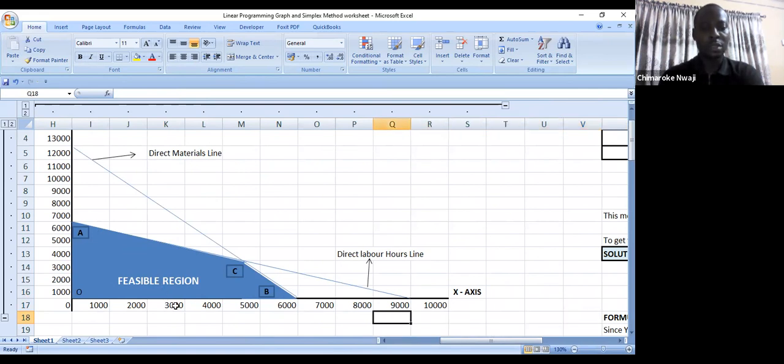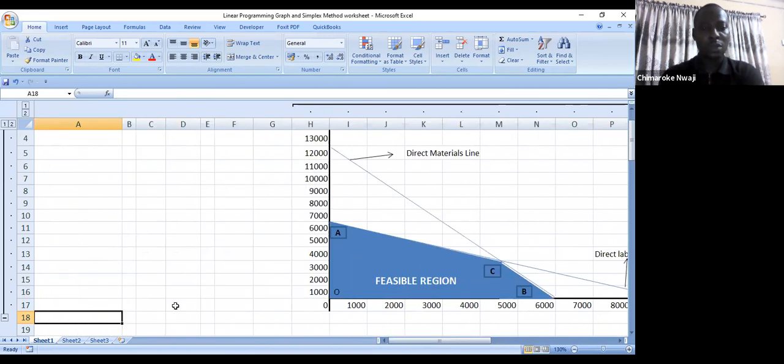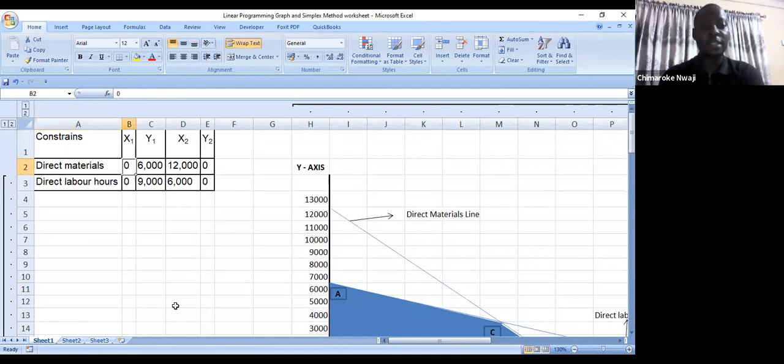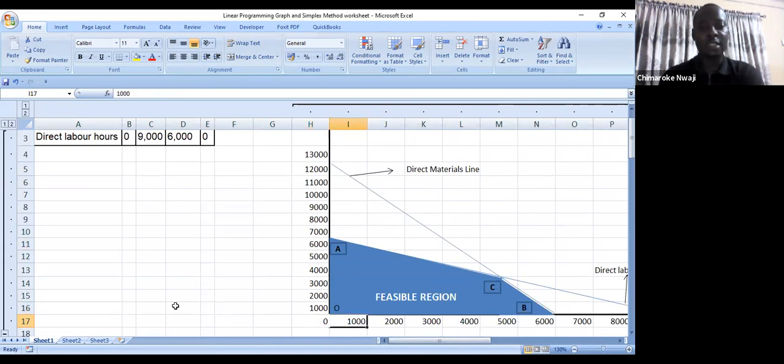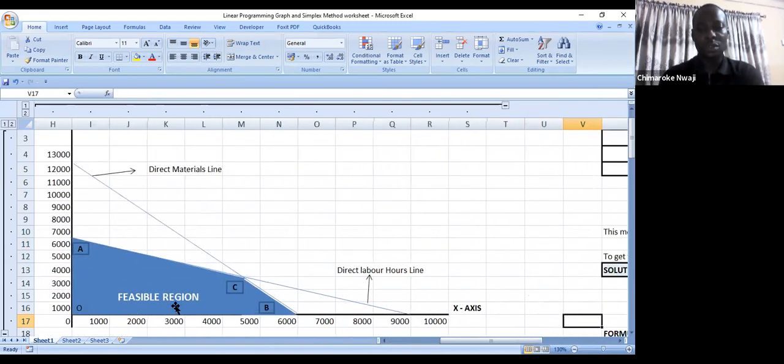Sorry, hold on a moment. When x is 0, y is 6,000, which is this. When x is 12,000, y is 0. Okay, so something is wrong somewhere. There should be a 12,000 attached here. So I believe that is the 12,000 attached here. So you draw your line straight to that 12,000.